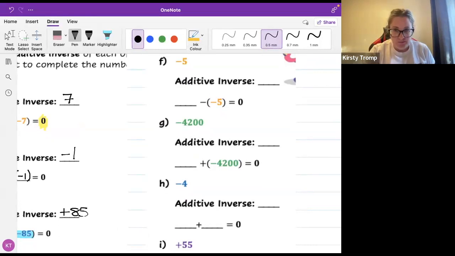Ma'am, I can't understand the additive inverse when you put the negative, the positive number with no brackets. Why did they do that?